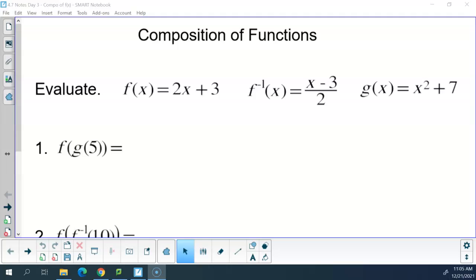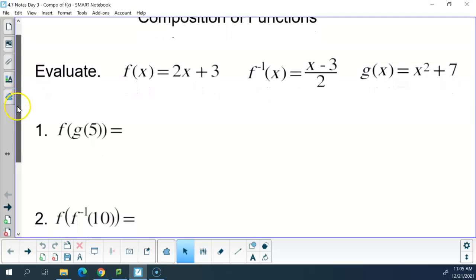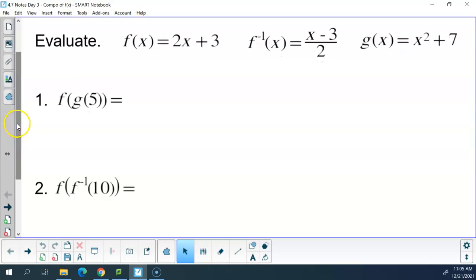So what I would like you to do right now is, here is f of x, here's the inverse of f of x, and there's g of x. I want you to think back to your composition of function type things, and I want you to find me f of g of 5 and f inverse of 10. So you can do those two.